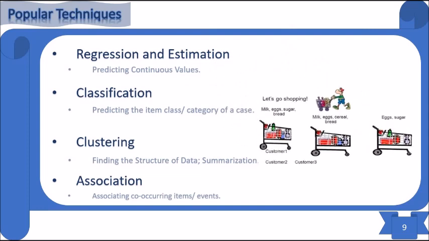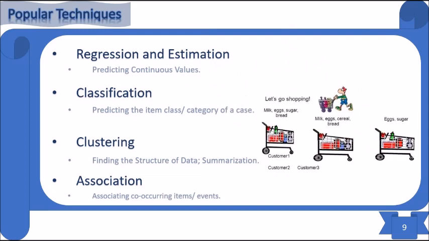Also, we have association, which is a popular technique. The association technique is used for finding the items or events that often co-occur. For example, if we are going shopping in the shopping mall, we are collecting grocery items that are usually bought together by a particular customer. As shown in the picture, what do the customers buy? Which products are bought together? That is finding the association and correlation between the different items that customers place in their shopping basket.